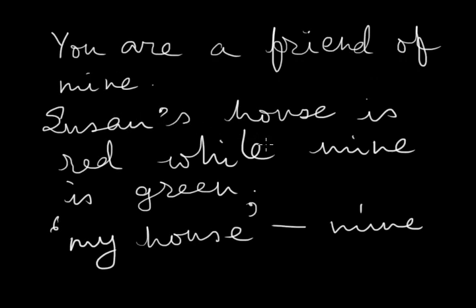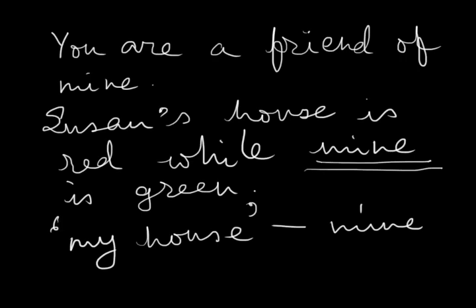See over here, we have already said that mine is generally used at the end of a sentence, but that is not always the case. For example, this sentence, Susan's house is red while mine is green. Now, here we are using mine in place of my house. So either we say Susan's house is red while my house is green, or we say Susan's house is red while mine is green.